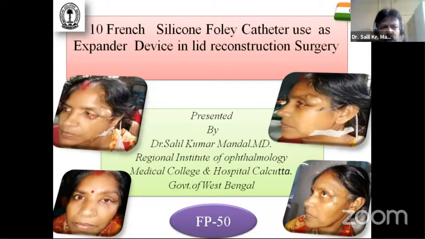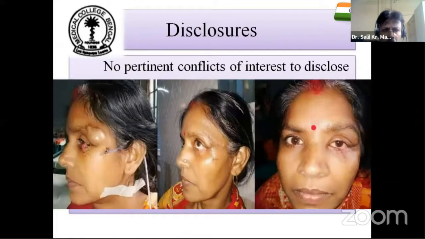Respected chairperson and judges, my topic is 10 French silicone Foley's catheter used as an expander device in lid reconstruction surgery. No financial interest or conflicts of interest to disclose.